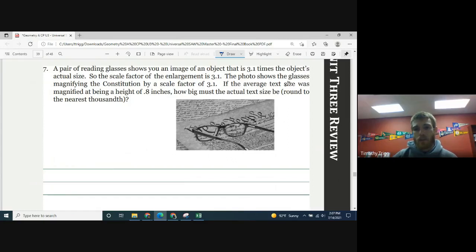If the average text size was magnified to a height of 0.8 inches, how big must the original text size be? So this is similar to the one we did with the ants in the packet. Basically you would take the magnified image divided by the size of the original image. We don't know the size of the original. That's what it's asking. How big is the original?